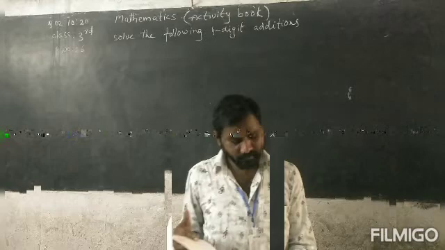$2,035 plus 1,652. We add the digits in ones place first. 5 plus 2, 7. Write down 7 under ones place. Next, add the digits in tens place. 3 plus 5, 8. Write down 8 under the tens column.